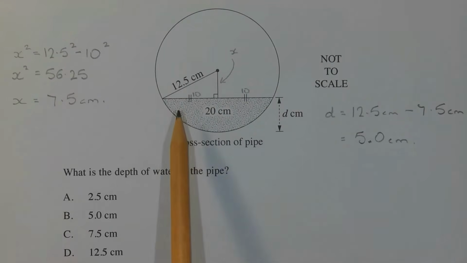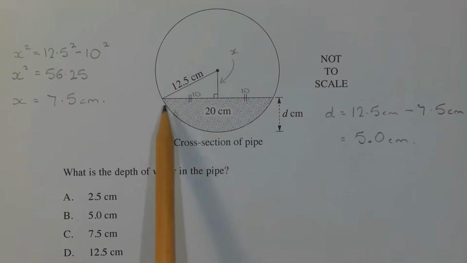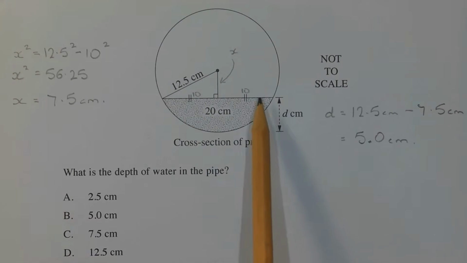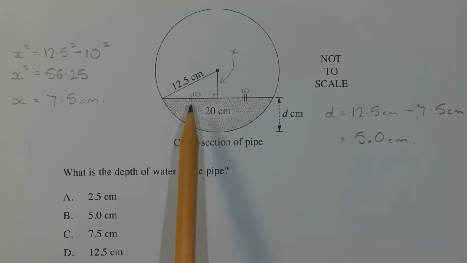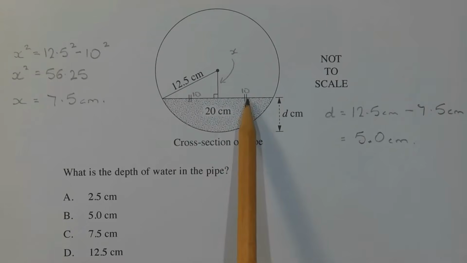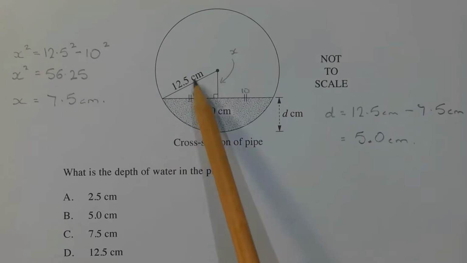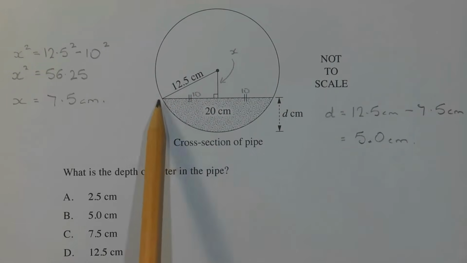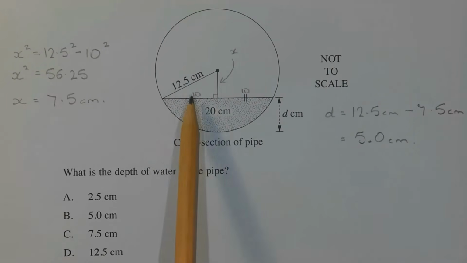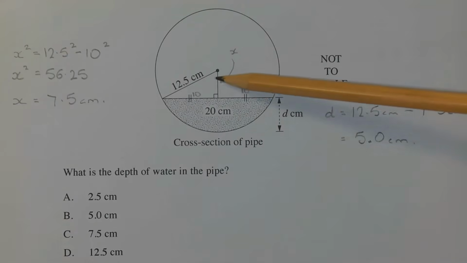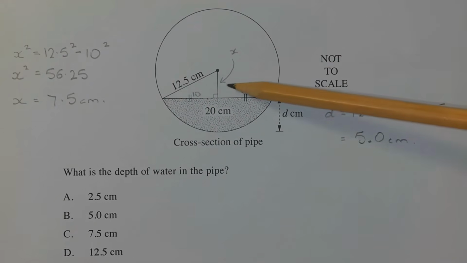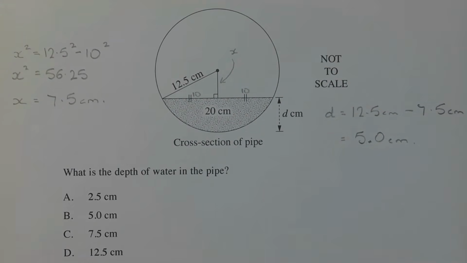Now we also know that the width of the surface of the water is 20 centimetres and it's been split in half. That's the meaning of the double dashes here and here. So we know that the hypotenuse of this right angle triangle is 12.5 centimetres. We also know that the other short side has length 10 centimetres, which is half of 20 centimetres. So we can apply Pythagoras' theorem to find the length of the short side that we're interested in, which I've marked with the variable x.